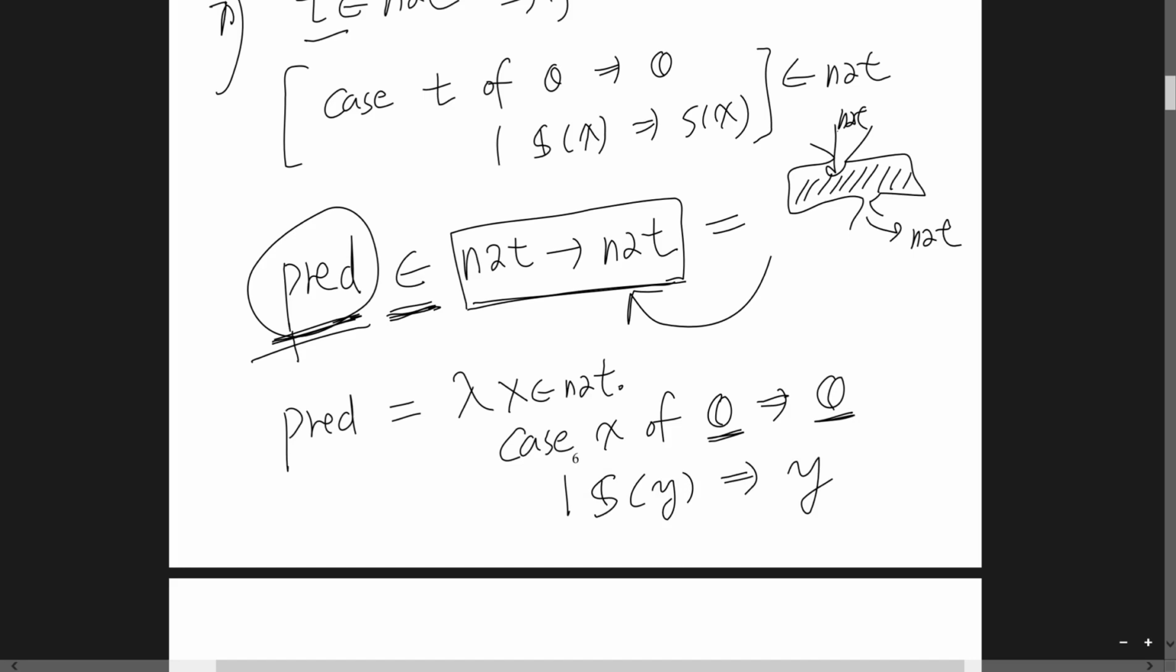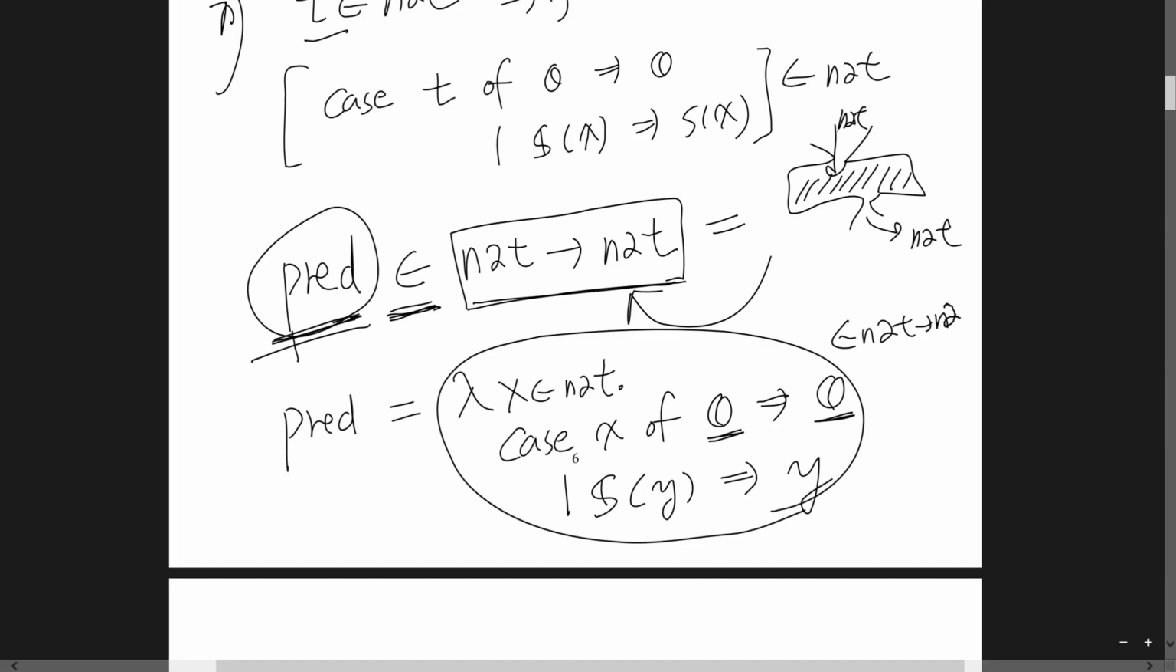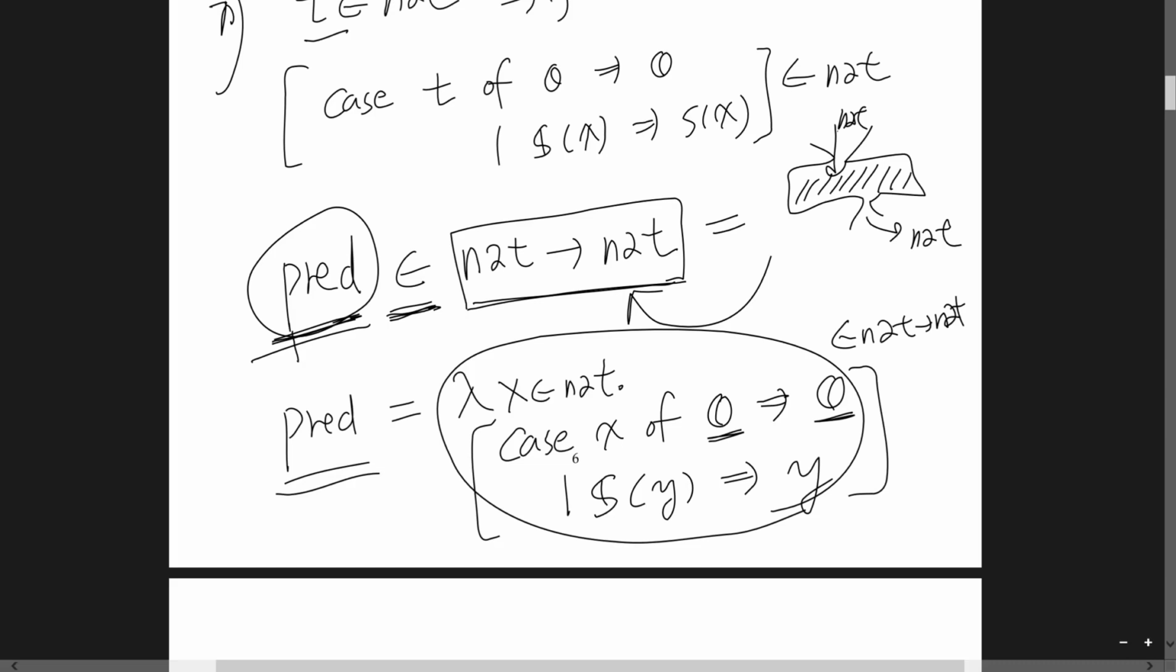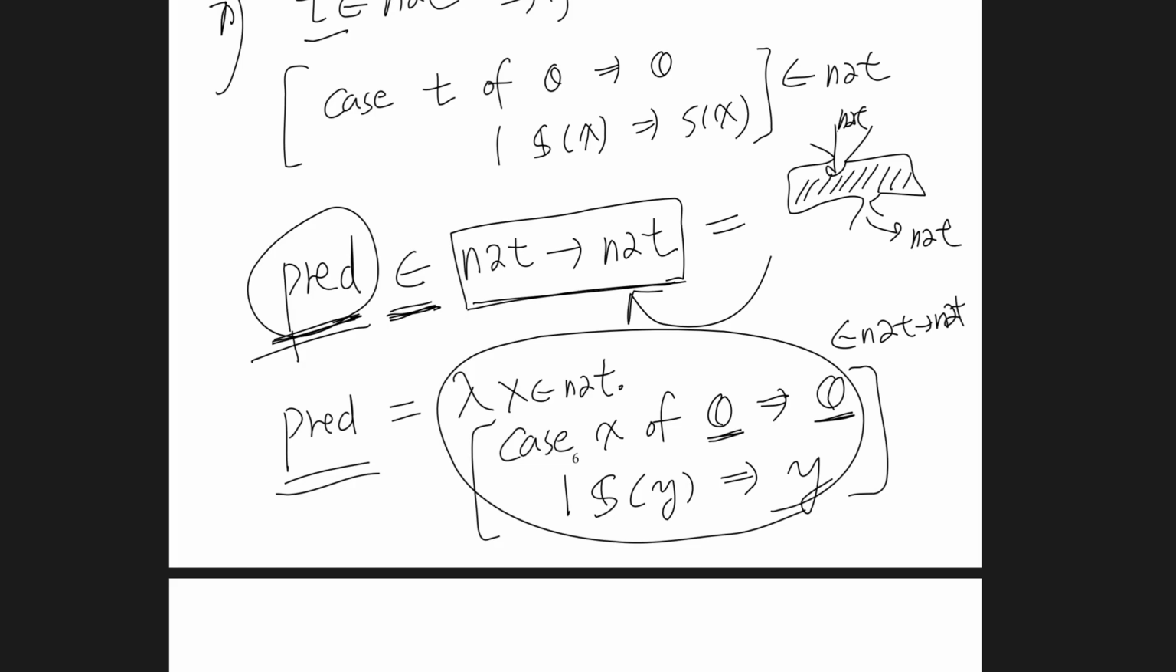And it turns out that this lambda abstraction has data type nat arrow nat, because we can show that this case construct has data type nat. So that's the first function operating over natural numbers.